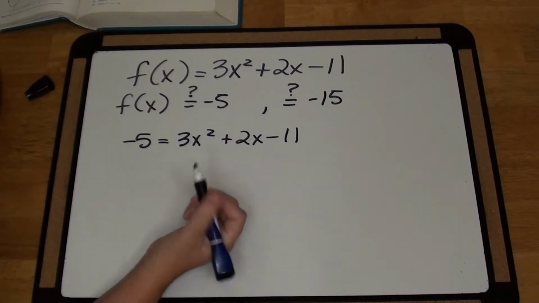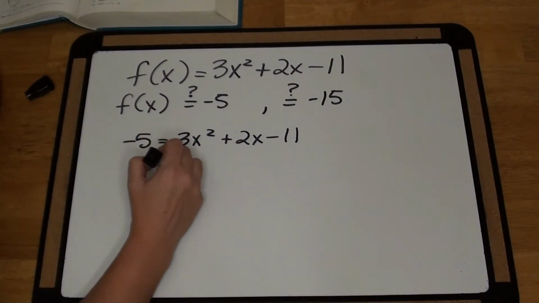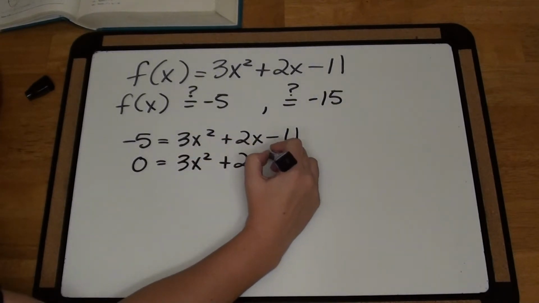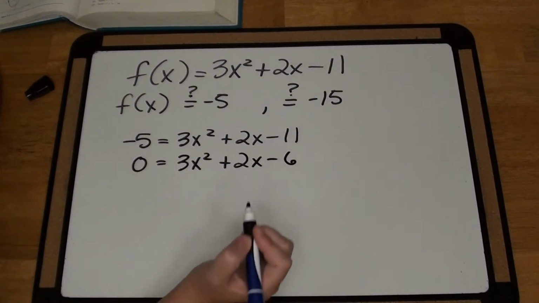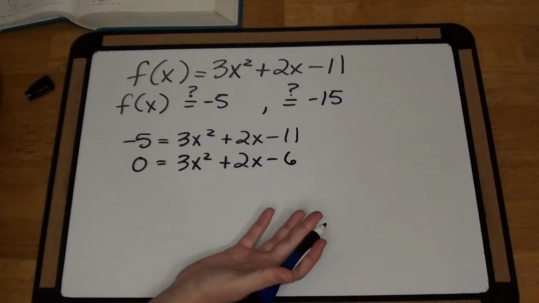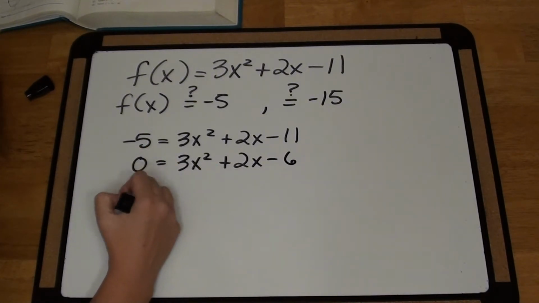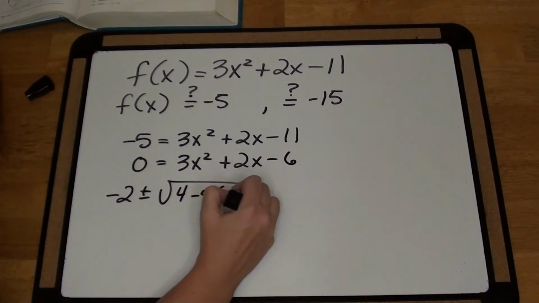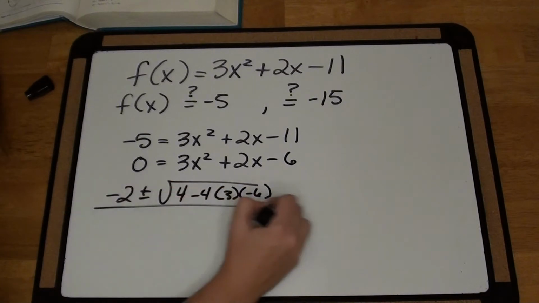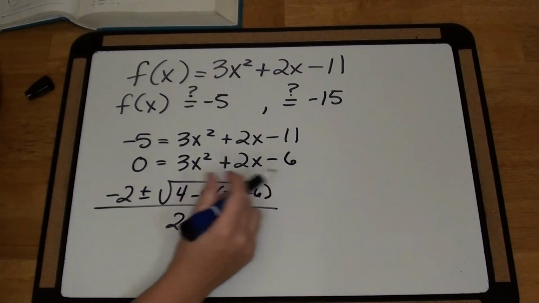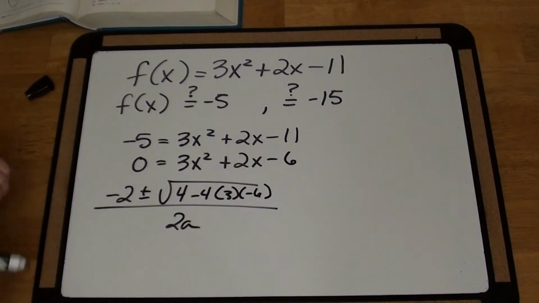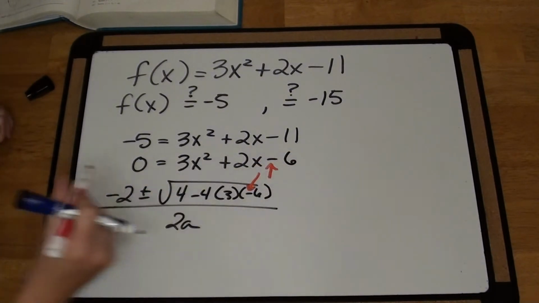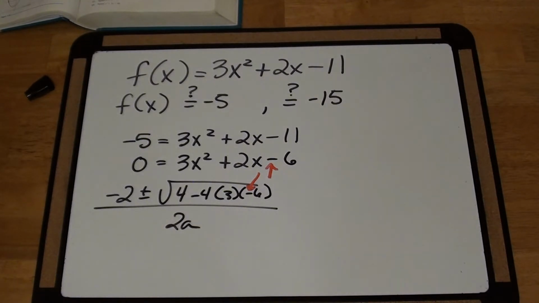So I'm going to set it equal to 0. I'm going to add 5 to both sides. So I get 0 equals 3x squared plus 2x minus 6. Now I use the quadratic on it. The opposite of b plus or minus the square root of b squared minus 4 times a times c all over 2a. Now notice, a lot of kids are going to forget that this negative sign here is actually part of that value, and don't forget to put that in. You got to remember to put that in.